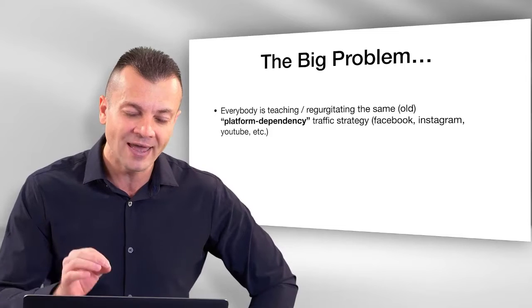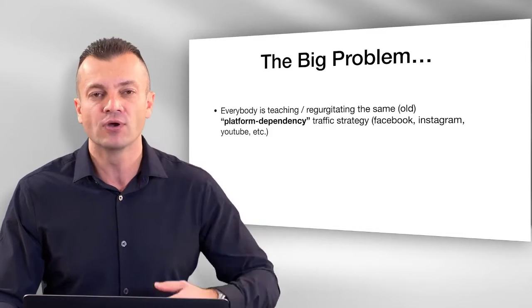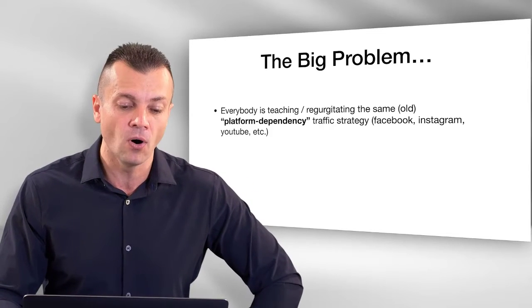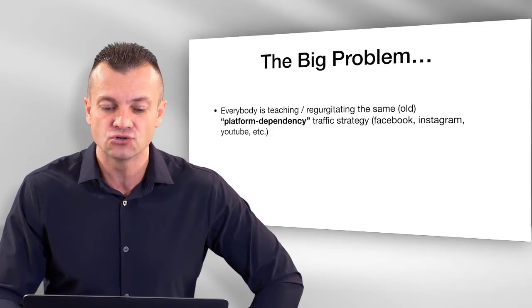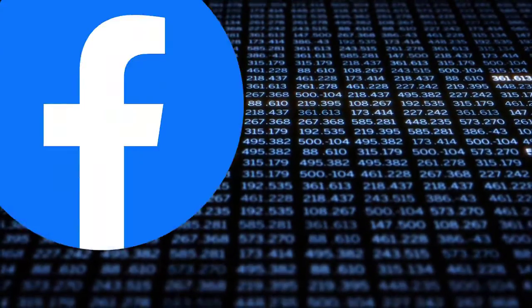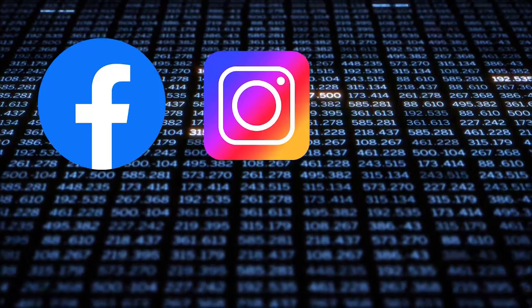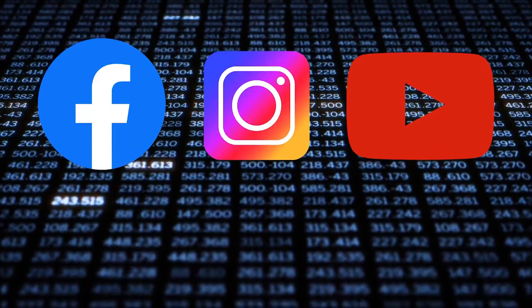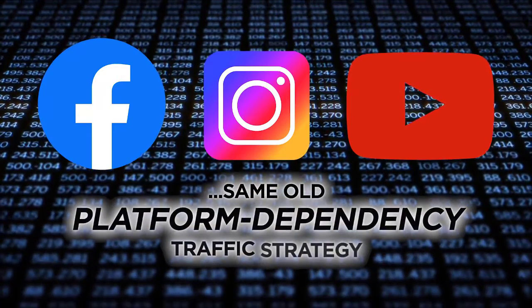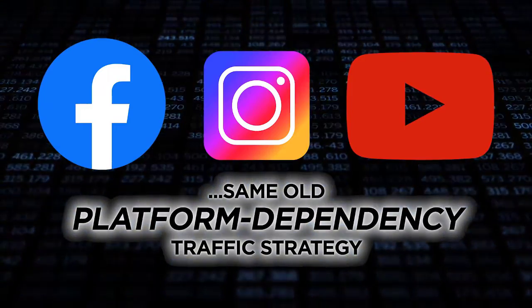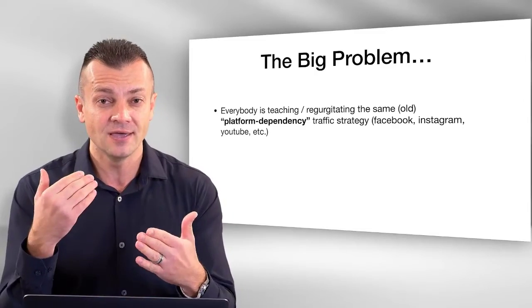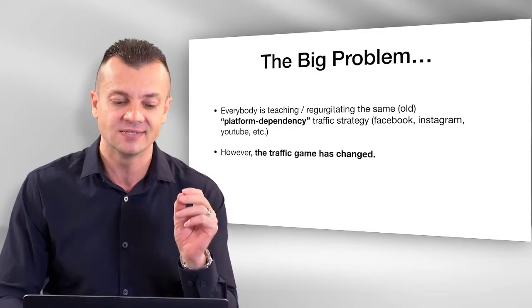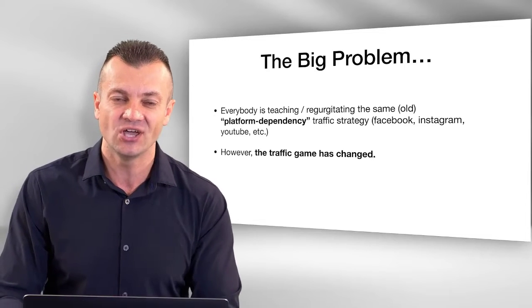Check this out. Right now, today, everybody is teaching and regurgitating the same old, what's called platform dependency traffic strategy. What do I mean by this? Facebook advertising, Instagram advertising, YouTube advertising. Basically, in other words, a platform dependency traffic getting strategy. And there is a problem with it. Let me tell you why. Because the traffic game has changed forever.